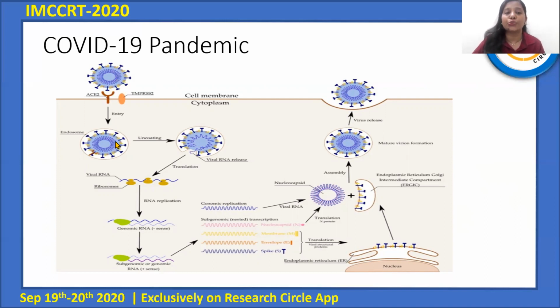And once it enters the human cell with the help of translation, it releases its genetic material, and that genetic material gets replicated, and other factors like spike protein, envelope, everything get multiplied inside the cytoplasm. And once this translation process is over, the further process is assembly of all this spike protein, envelope, everything takes place inside the cells, and then release of the virus happens at the cell membrane.